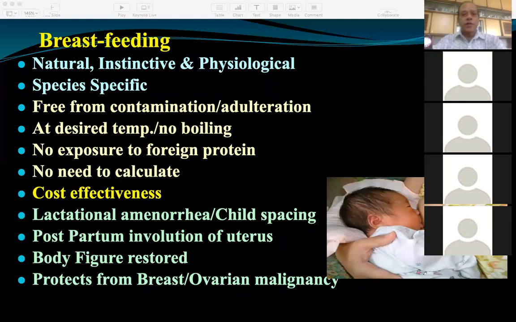Coming to the advantages of breastfeeding, again, there is a long list. We'll not discuss all those. We'll take some very specific advantages. It is natural, instinctive, and physiological. As we discussed, it is species specific and gestation specific. Free from contamination and adulteration. The milk is available at desired temperature, so no need for boiling. No exposure to foreign protein, which happens with animal milk. No need to calculate. Baby sucks as much as is his appetite. It is cost effective. For mothers, there is lactational amenorrhea, which helps in child spacing. There is postpartum involution of the uterus, which decreases blood loss. The body figure is restored and it protects the mother from breast and ovarian malignancy.